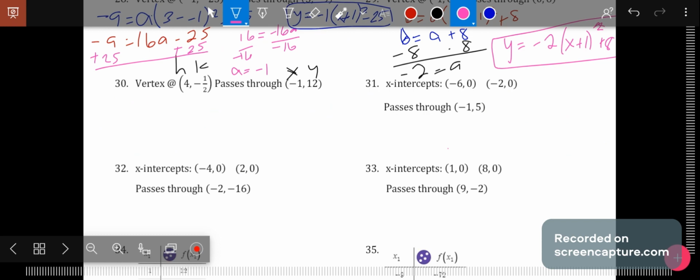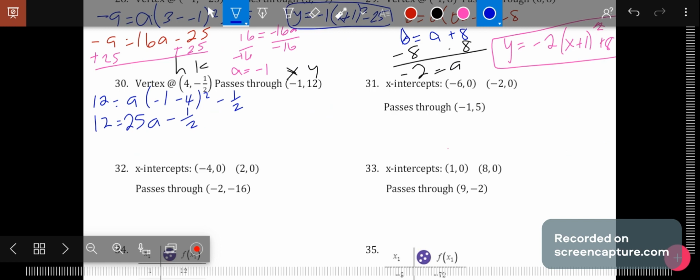We have our h and k. We're going through, doing the exact same thing that we've been doing for the last 2 problems. So my y value is 12. 12 equals a times negative 1 minus 4 squared minus 1 half. So we get 12 equals negative 1 minus 4 is going to give us negative 5. Negative 5 squared is 25. So 25a minus 1 half.